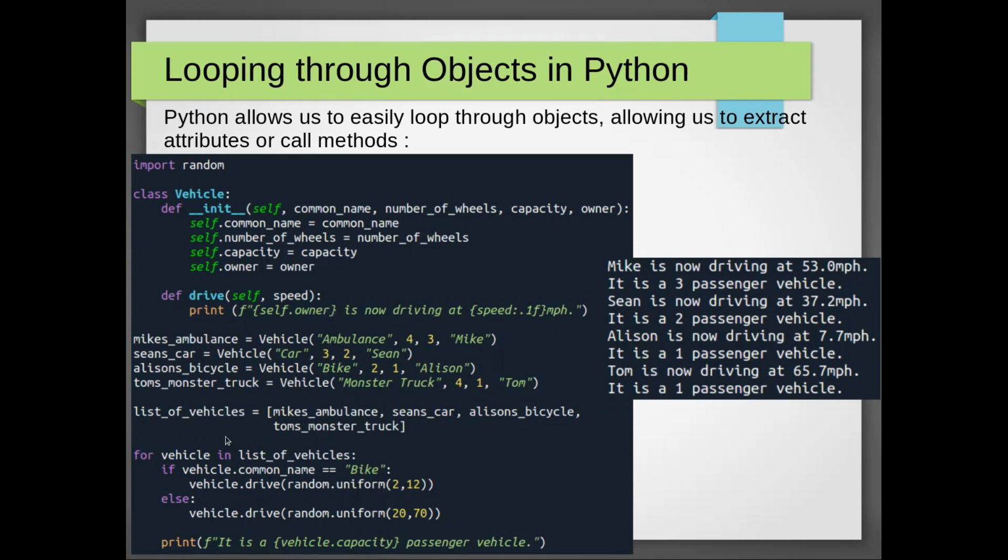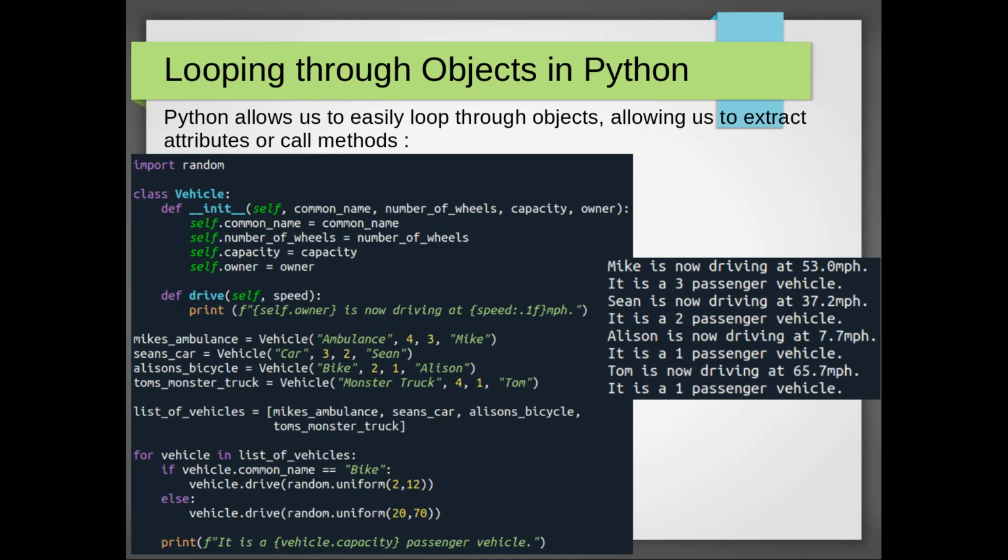And in the same way as with any iterable object, I can then iterate through this list, and I can do things with those particular objects. So I can then say for each vehicle in my list of vehicles, vehicle is now referring in each case to the first one, Mike's ambulance. So Mike's ambulance is an object. So I can do whatever I would normally be able to do with an object. So I can check, for example, here I'm going to see if the common name for the vehicle is a bike. If it is, then I'll drive at a speed that's randomly between 2 and 12 miles per hour. Otherwise, if it's not a bike, I'll drive at a speed that's randomly between 20 and 70 miles per hour.